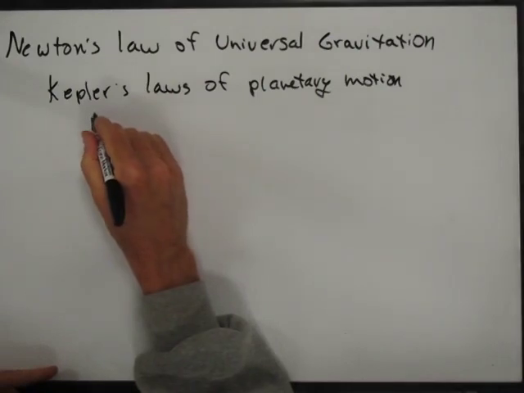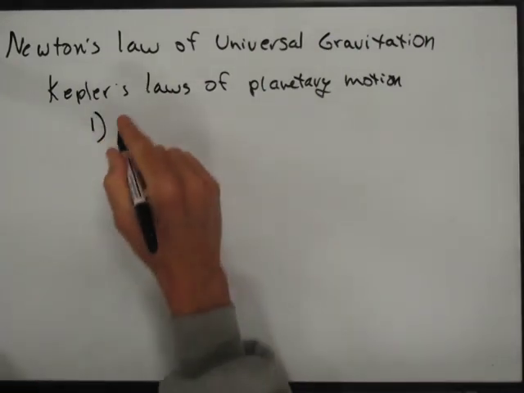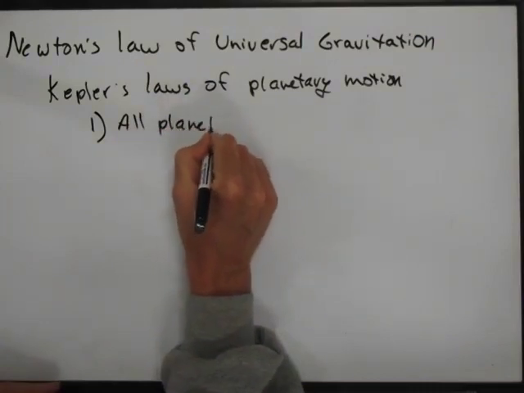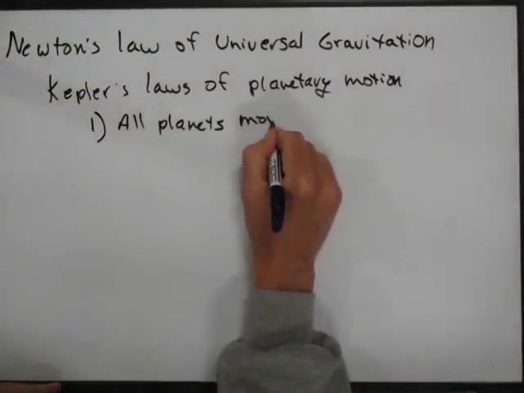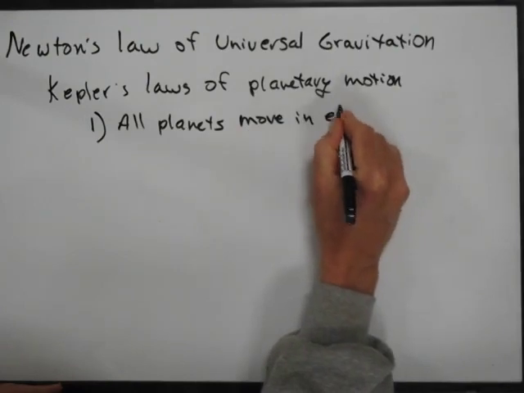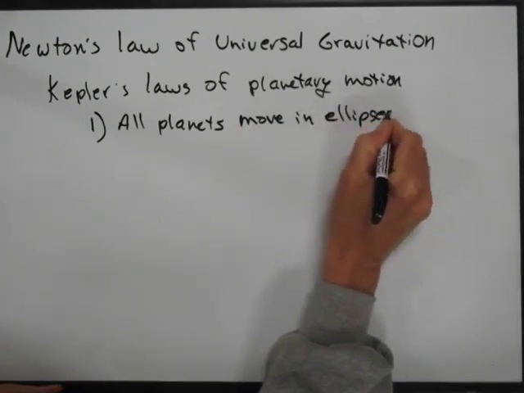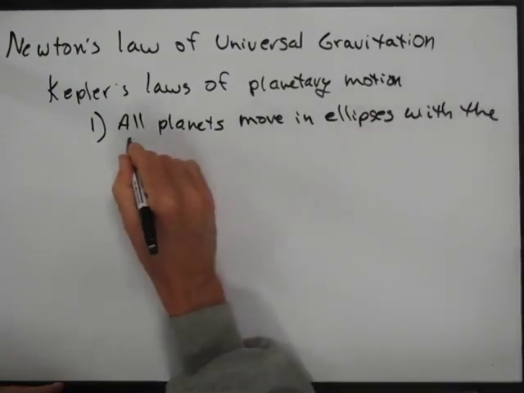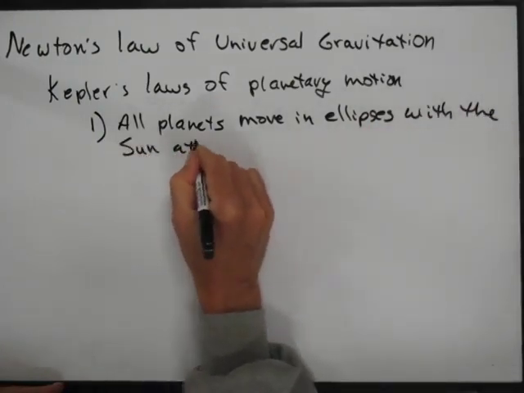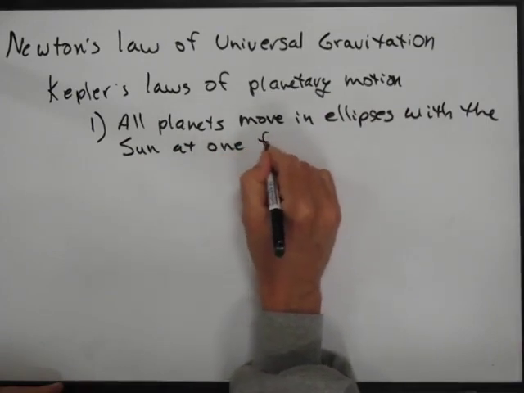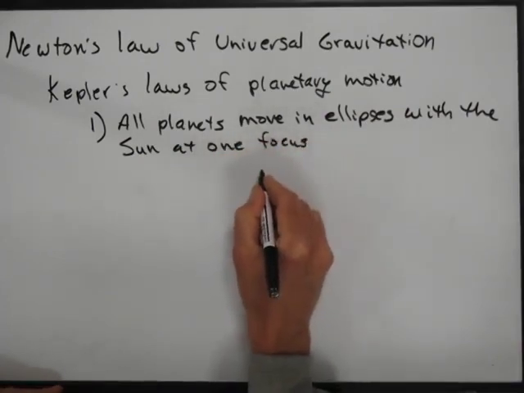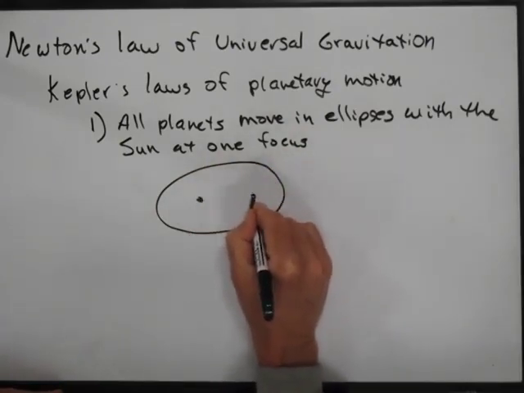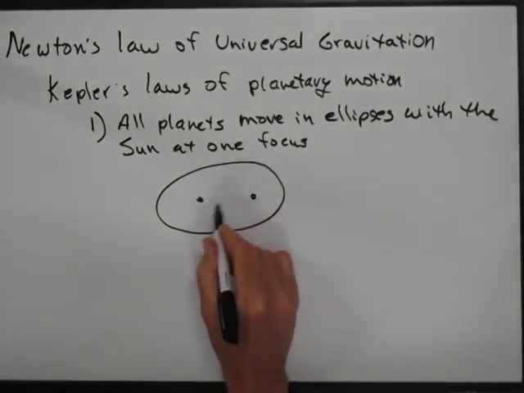And Kepler came up with three laws. One is all planets move in ellipses with the sun at one focus. So an ellipse is like a flattened circle, and when a circle has one center, an ellipse has two.